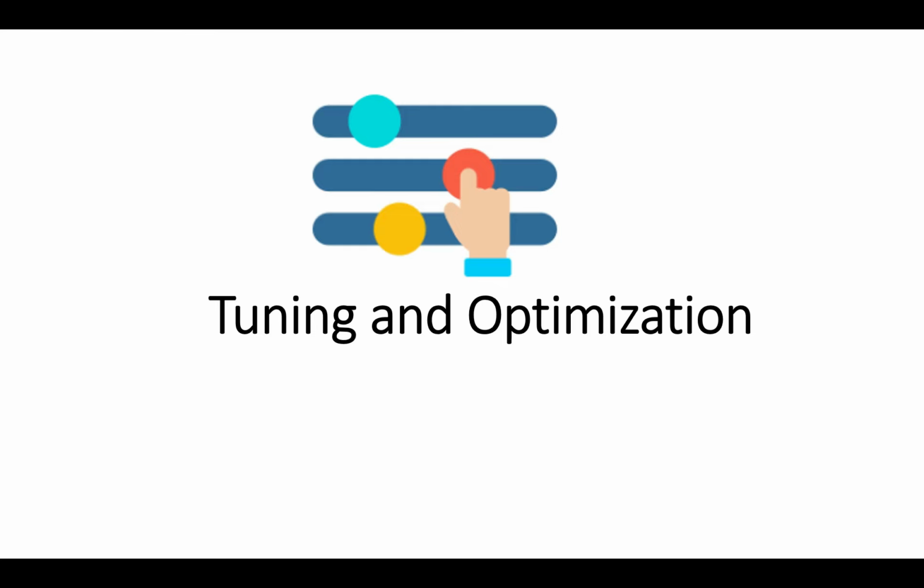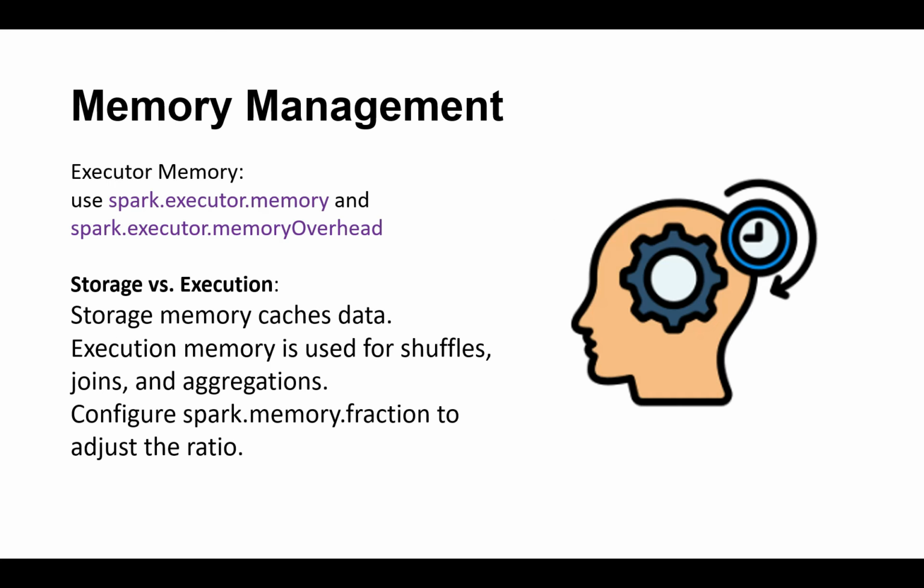Then let's look at some things which are very useful for doing tuning and optimization in Spark. The first thing to look at is memory optimization or memory management. Here we are specifically talking about executor memory. Now for executor memory, we have two properties: spark.executor.memory and spark.executor.memoryOverhead. We can specify these properties. Every executor will need some memory for its execution, right?